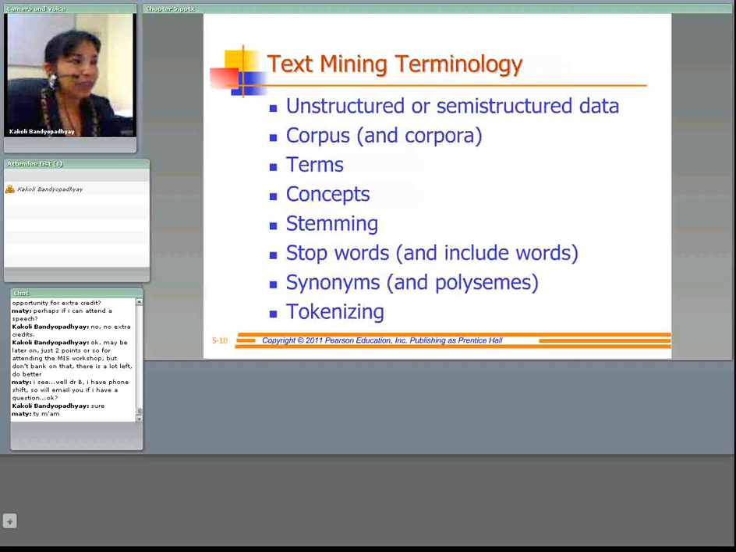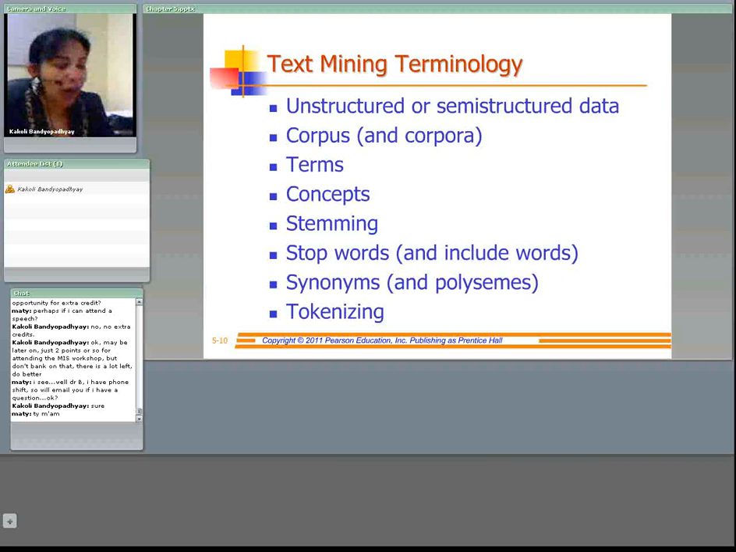Some text mining terms. Some of them we already know, like unstructured or semi-structured data. Unstructured data is, for example, text. It has a non-specific format. Structured data is a predefined format like a database. Then corpus. Corpus is a large and structured set of text prepared for conducting knowledge discovery.